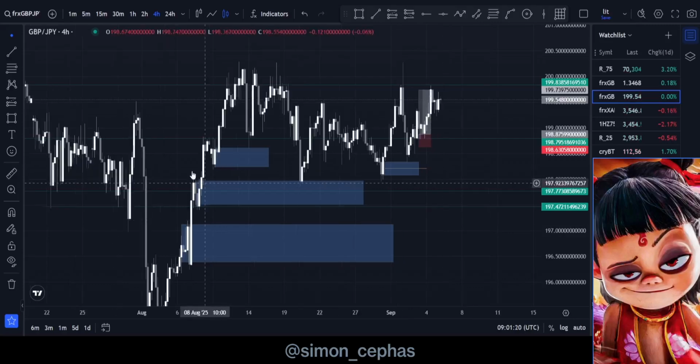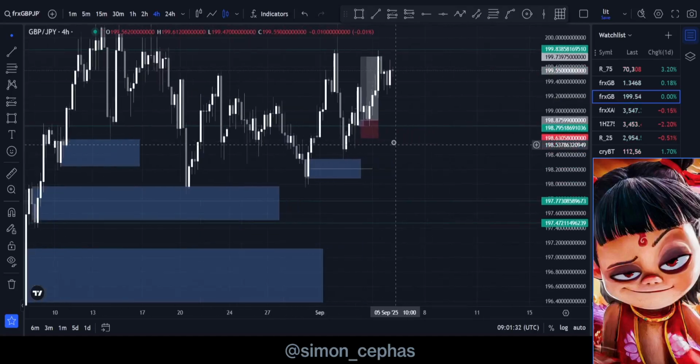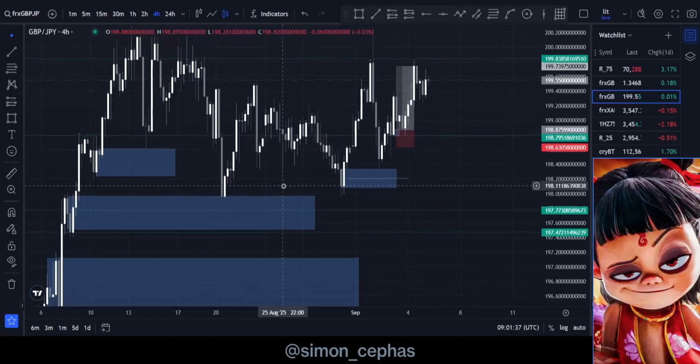Then now let's go. This line, you must have a reason for entering a trade. If you are entering a trade from here, what's your reason? If you're entering a trade from here, what's your reason? So that's what we discuss in this video, and I'll be telling you the reason for taking this trade right here.